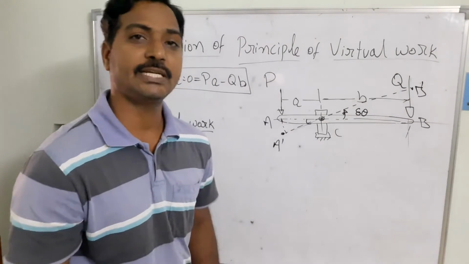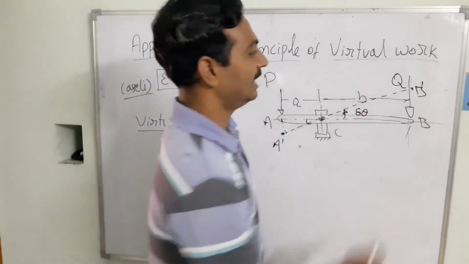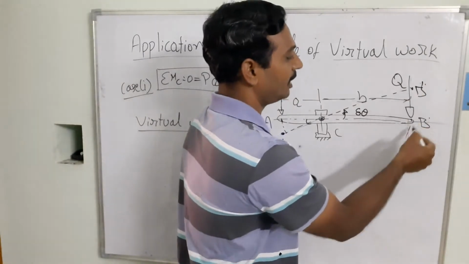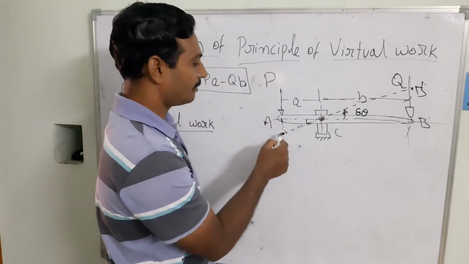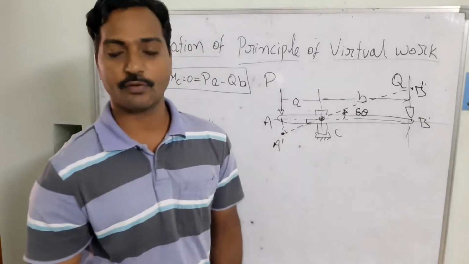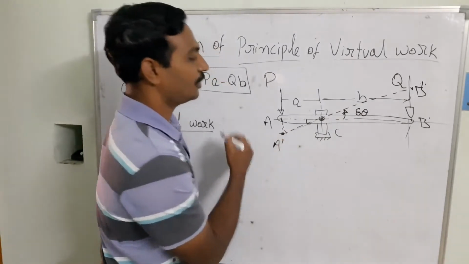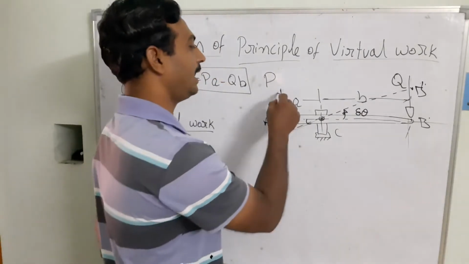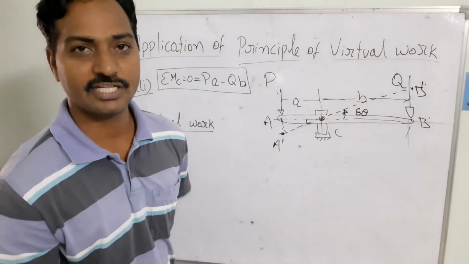But for simplicity, because del theta is going to be very small, I am always going to consider B and B dash normal to the initial position of the bar. And here A bar is also taken normal to the initial position of the bar. Now we need to find out the displacement that takes place because of the force P, and B dash is the displacement because of the Q force.